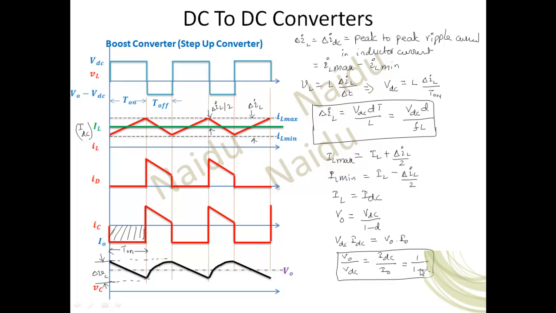Okay, so how to calculate the IDC? IDC can be calculated using this equation. But how to calculate the I0? If you know the I0, then you can calculate the IDC using this equation. But how to calculate the I0?